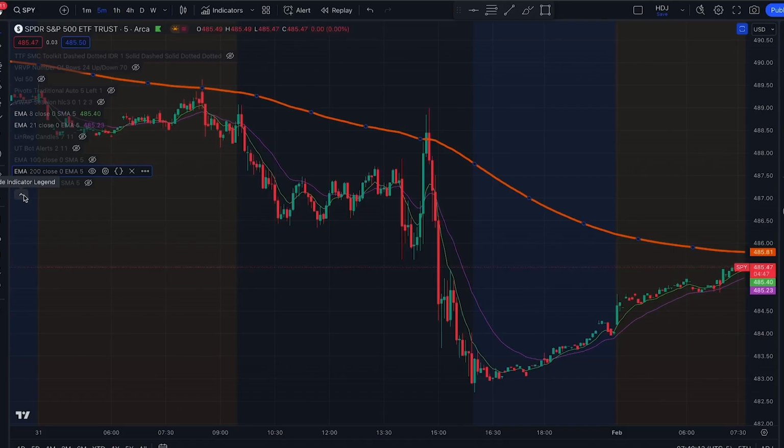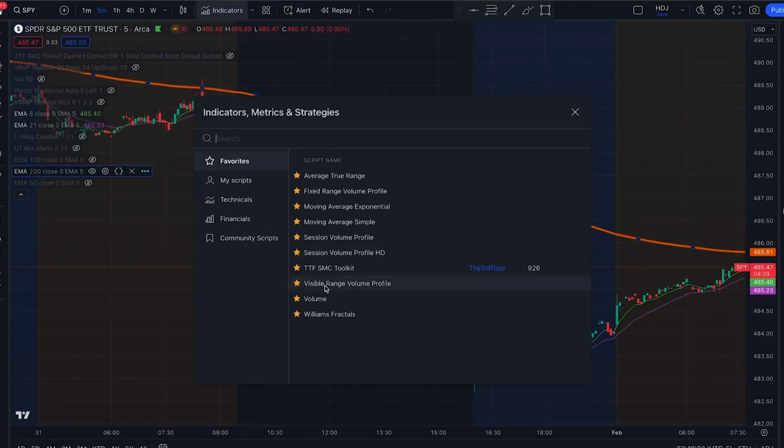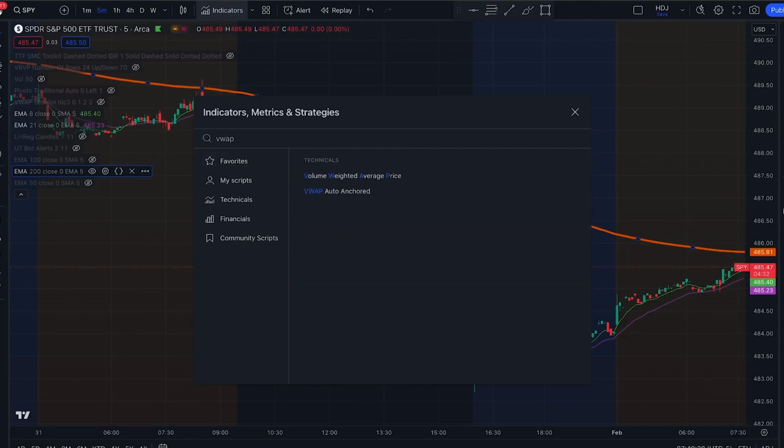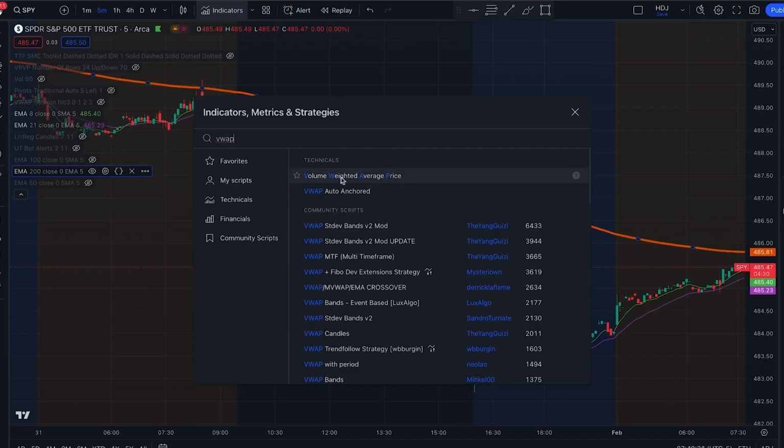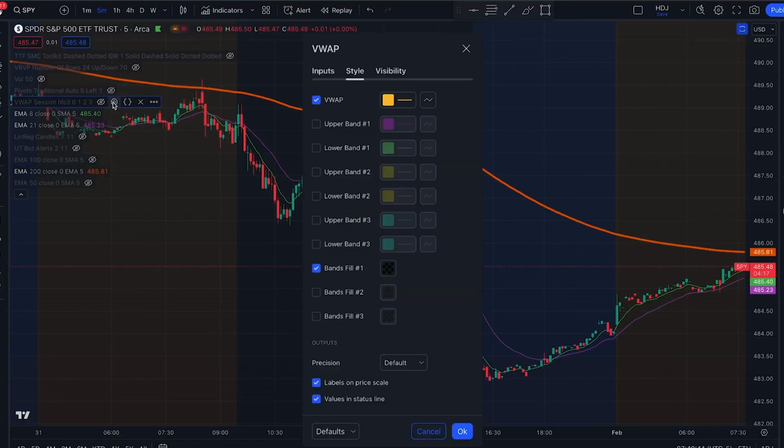All right, so now the other one that you're going to need to add is under indicators, and that's going to be your VWAP. So for VWAP, you can just type that in and it'll add it. Volume weighted average price. You're going to click on this volume weighted average price, and that's going to give you this here. So let's see the settings for VWAP.